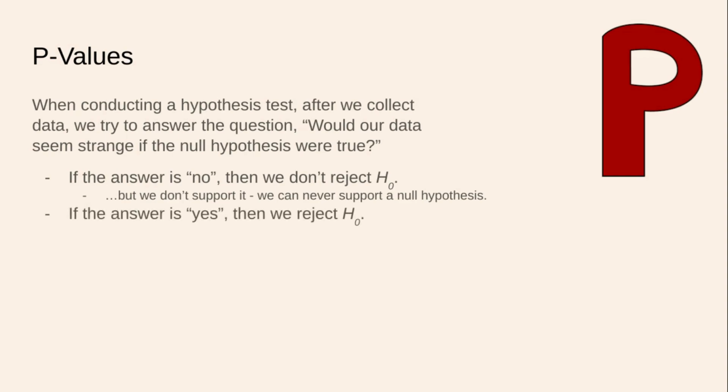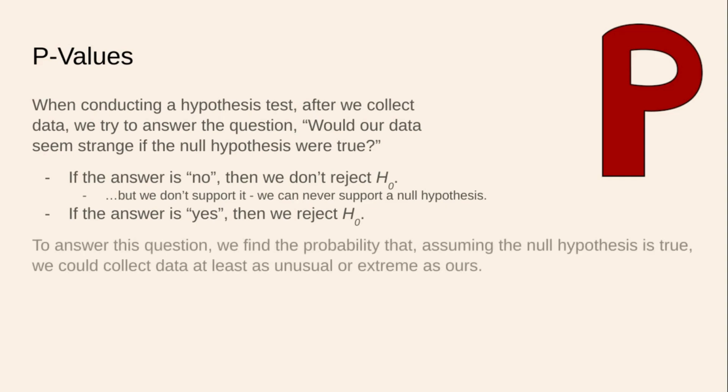But if the answer is yes, our data would seem quite strange if the null hypothesis were true, then we reject the null hypothesis. So depending on how we answer the question, would our data seem strange if the null hypothesis were true, that determines what we do with the null hypothesis. Do we reject it and support the alternative? Or do we not reject the null hypothesis? But we can never support or confirm a null hypothesis. That is not possible.